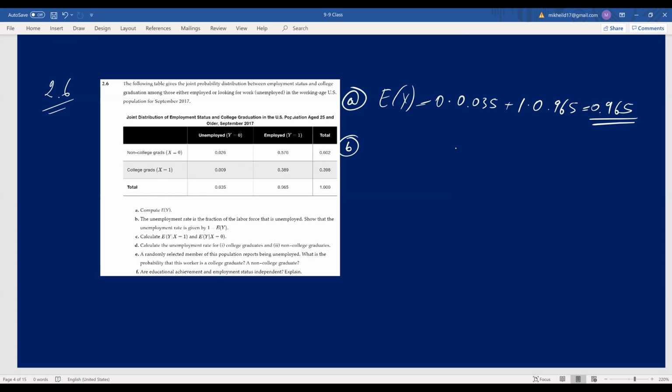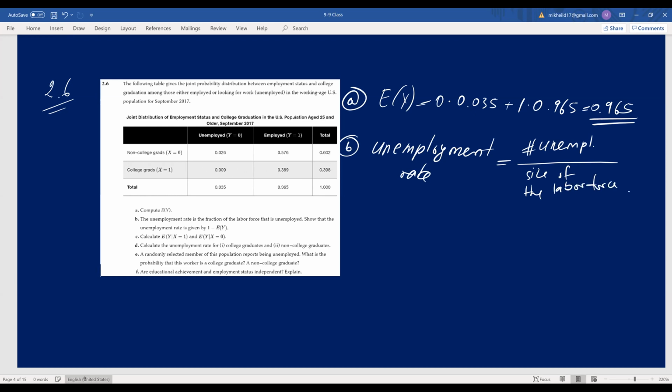The unemployment rate is the fraction of the labor force that is unemployed. So this is a fraction of the number of people who are unemployed over the size of the labor force. And we need to show that it's equal to 1 minus the expectation of Y. Okay, can you tell me what is this? It's the probability Z.